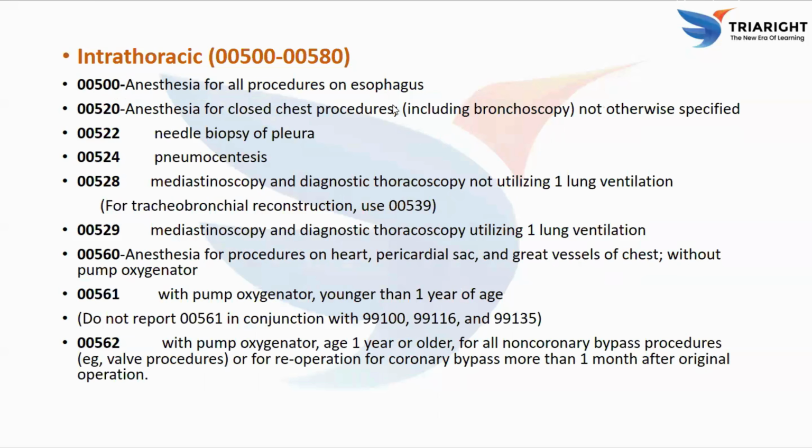So next code category is intrathoracic region, anesthesia for intrathoracic. The code ranges are from 00500 to 00580. So anesthesia for all the procedures on the esophagus is assigned code 00500. This is used when surgery or procedures involve the esophagus, the food pipe. Examples are esophageal dilation, esophageal tumor surgery, and repair of esophageal injury. No matter what type of esophageal procedure it is, anesthesia is reported using 00500.